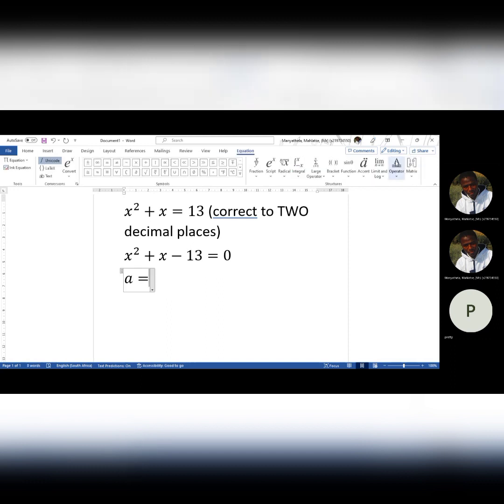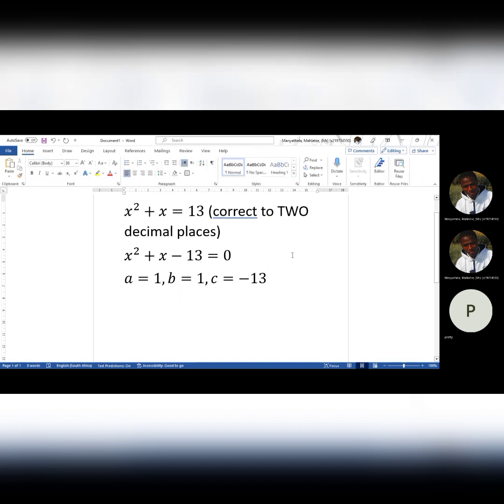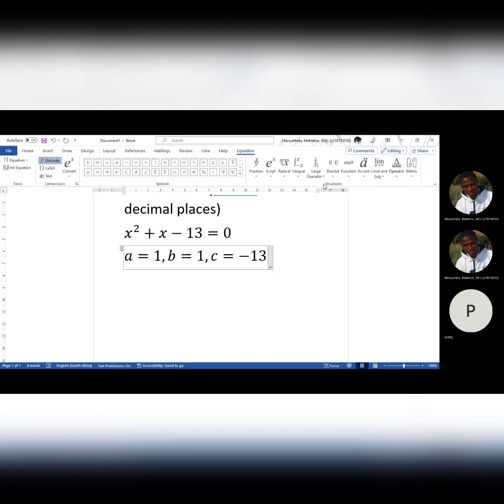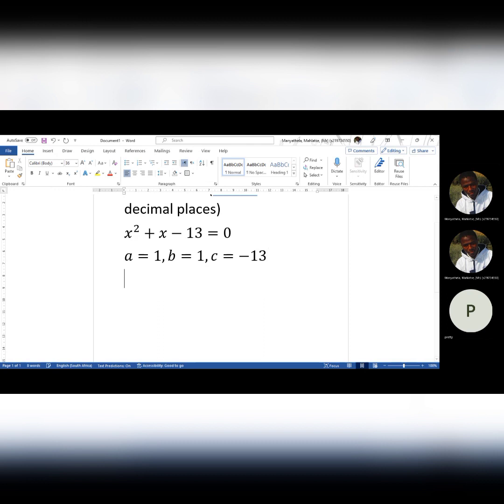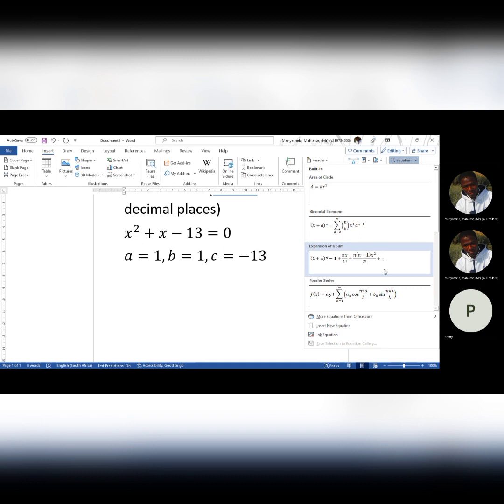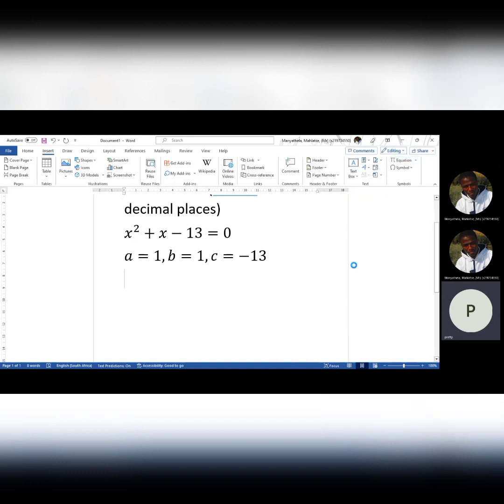O ka no re A equal to 1, okay? B equal to 1, C equal to -13. Or go e tsentšha go e plug into the formula o tsentše the right things. So let's add on to that formula. Okay, fine. Can you go insert this formula? I think this formula it's a ke mang le mang.